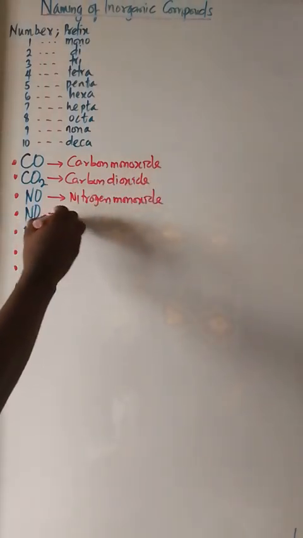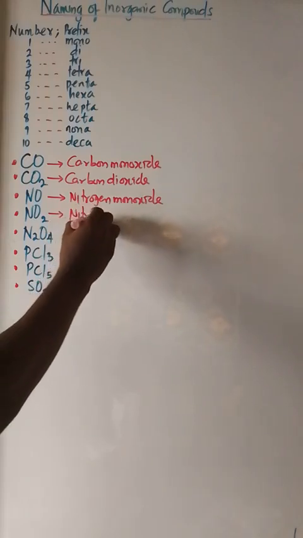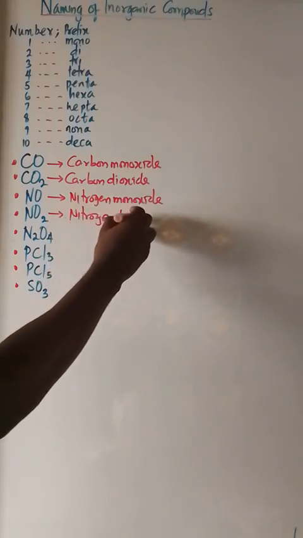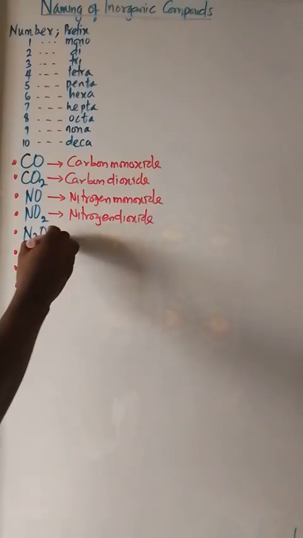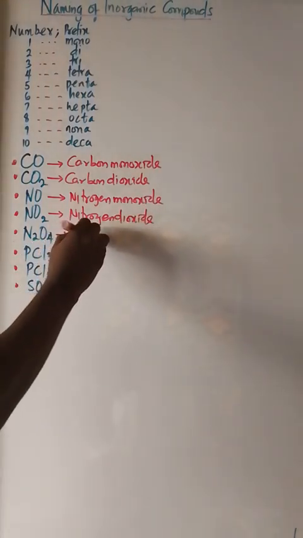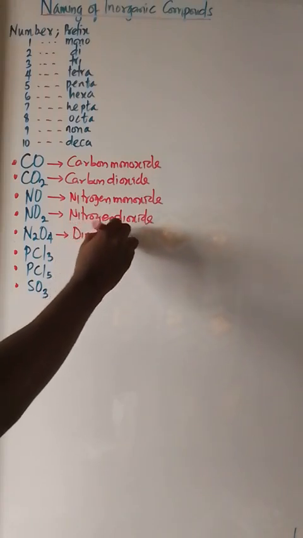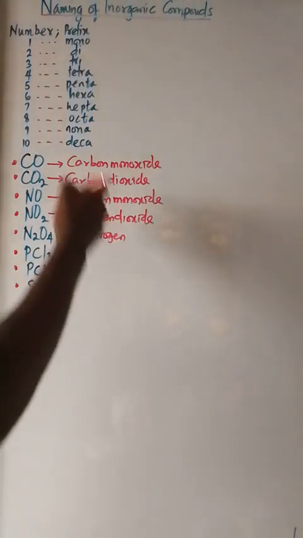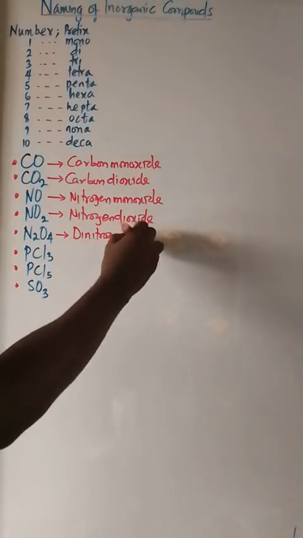For this one, we have nitrogen, but because we have two oxygen, we say what? Dioxide. For this one, we now have two nitrogen, so we say dinitrogen. Then we have four oxygen. Four is what? Tetraoxide.